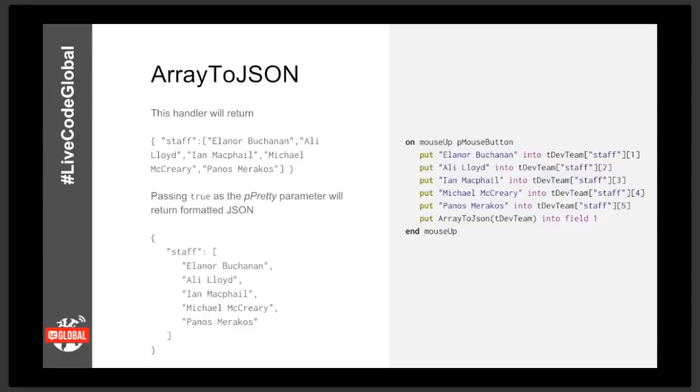Okay, so having a look at array to JSON. So here we have our simple staff array with the names of the members of the development team. And so if we want to convert that to JSON, then what we do is we build our array, and then at the end we just put array to JSON and then we pass the dev team array into field one. And if we pass it the pretty parameter, if we set that to be true, then that will come out nicely formatted on different lines and indented. So that makes it a bit more readable. They're both equally valid JSON, just depends if it's going to be read by a human or edited, then you might want to pretty format it so that it's a bit more readable and easy to see how everything is laid out.